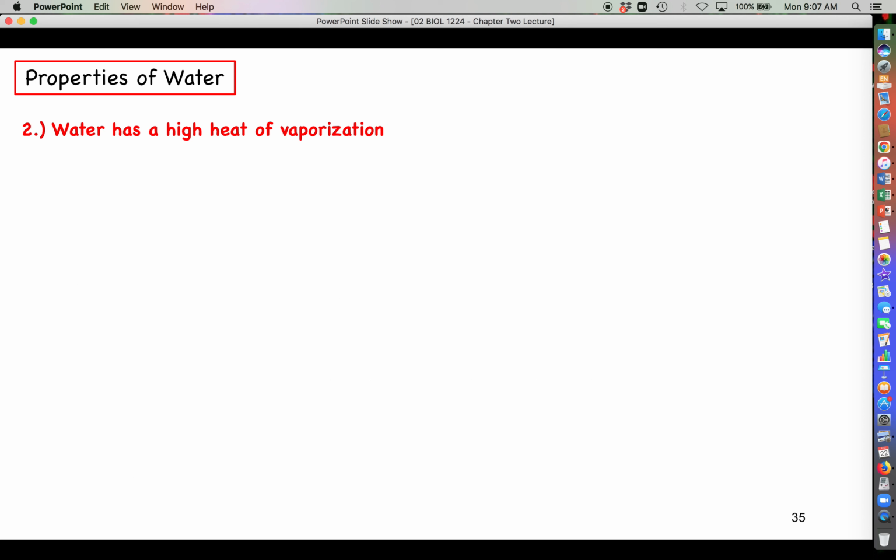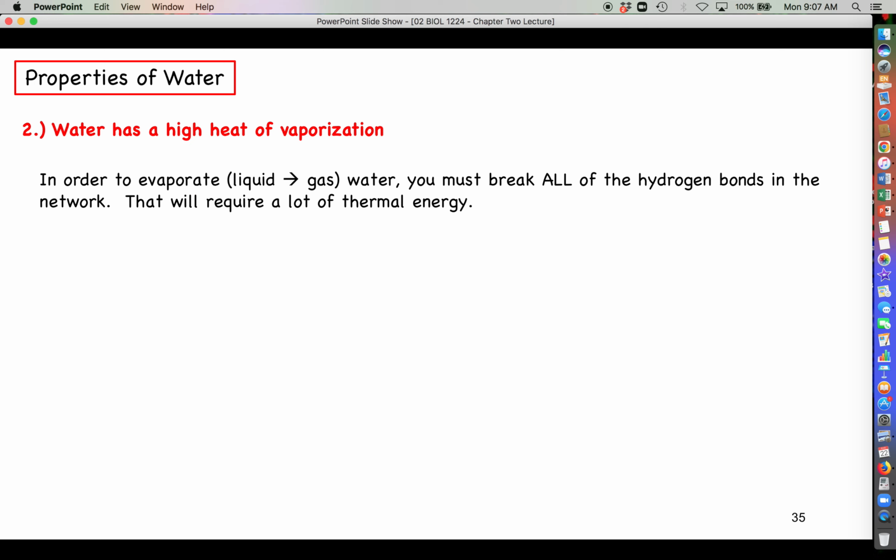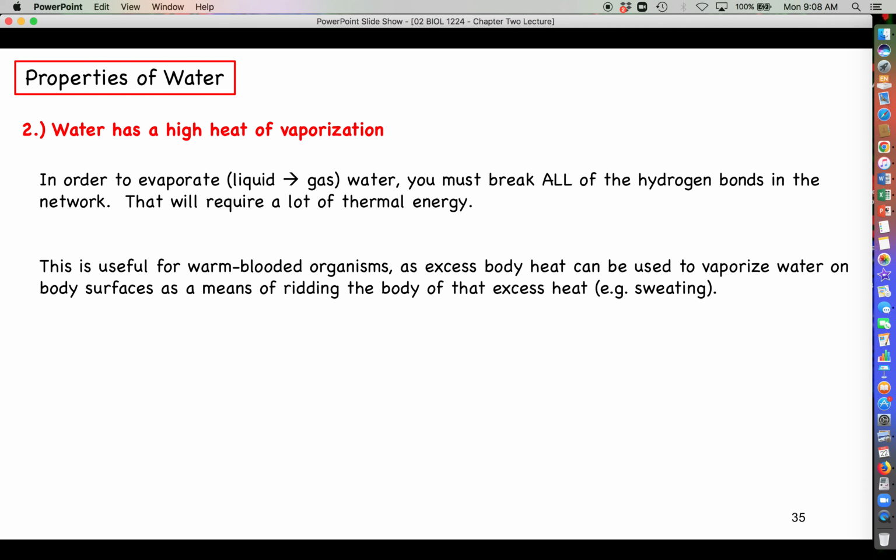On a similar note, our next property of water is that water has a high heat of vaporization. So the idea here is that, like I said before, if you want to evaporate water, meaning you take it from a liquid phase to a gaseous phase, you're going to have to break all of the hydrogen bonds in the network, and that's going to require a lot of thermal energy. So in this case, we're not just talking about water's heat capacity, we're not just talking about raising the temperature of water, we're talking about completely changing its molecular phase.